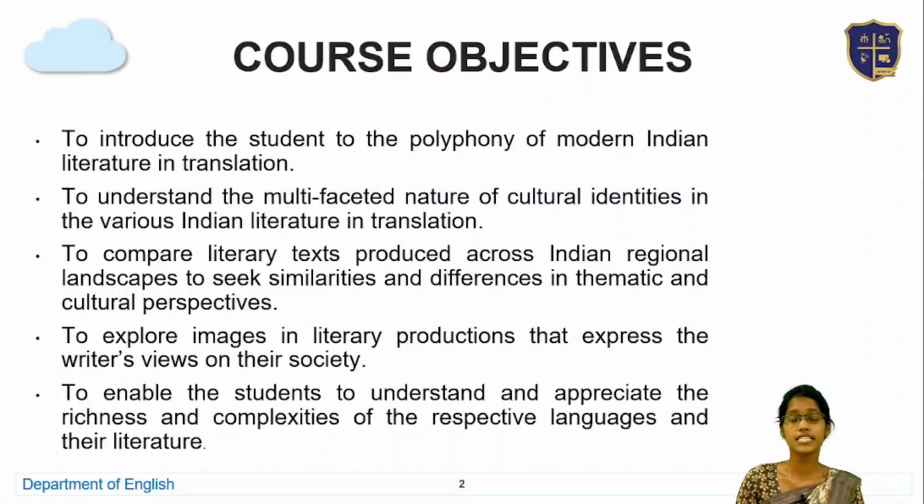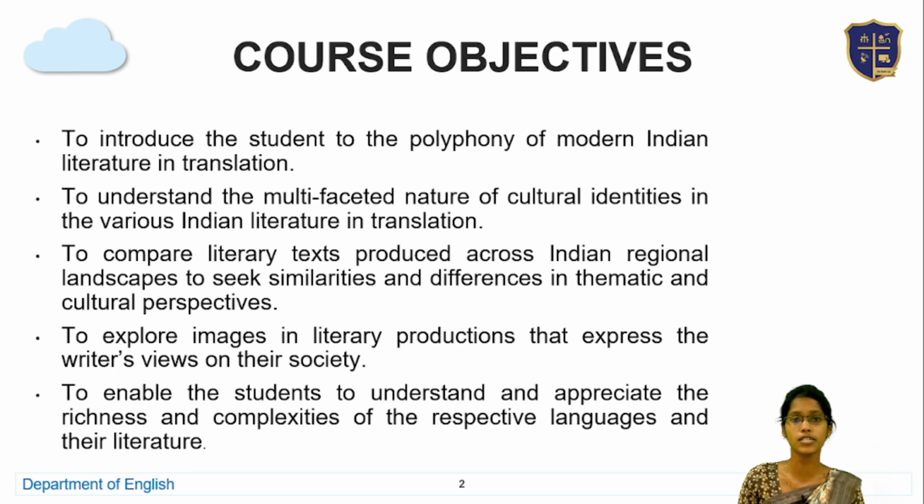So we shall see the course objectives. The main course objective of this course is to introduce the student to the polyphony of modern Indian literature in translation and to understand the multi-faced nature of cultural identities in the various Indian literature in translation. It allows to compare literary texts produced across Indian regional landscapes to seek similarities and differences in thematic and cultural perspectives. It allows to explore images in literary productions that express a writer's view on their society. It enables the students to understand and appreciate the richness and complexities of the respective languages and their literature.